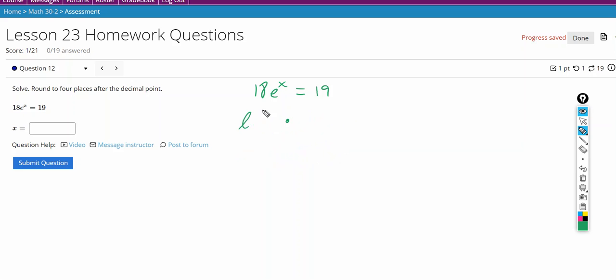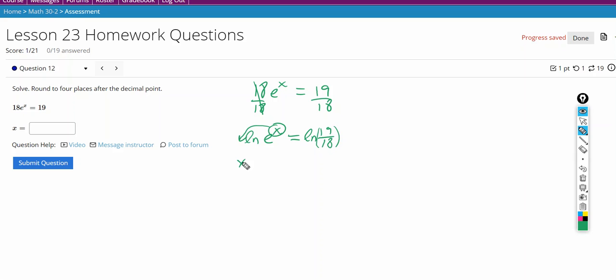Why don't we just, right off the bat, isolate the e to the x part, right? Just get e to the x on its own by dividing both sides by 18. So we'll divide by 18 and divide by 18. And now what we have left is e to the x is equal to 19 over 18. So now we're pretty good to just take the natural log of both sides. So we'll go natural log of e to the x and then natural log of 19 over 18, in brackets. Okay, so perfect. That allows us to bring the x down.